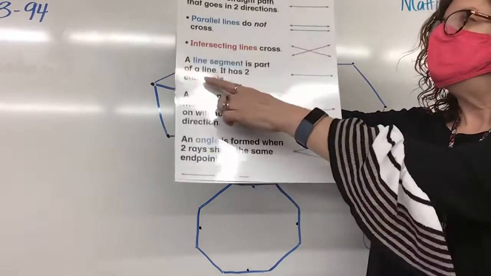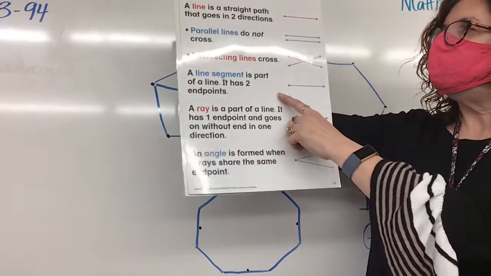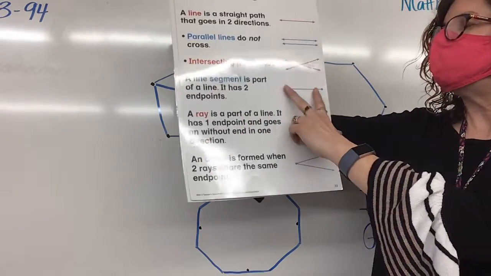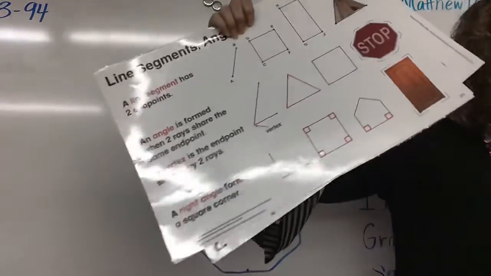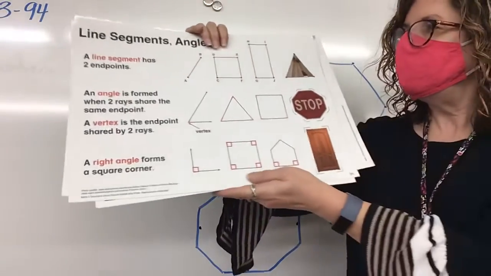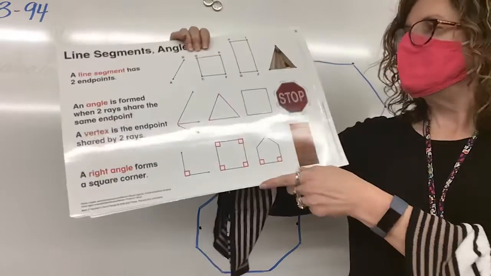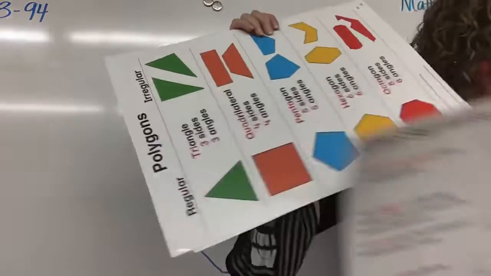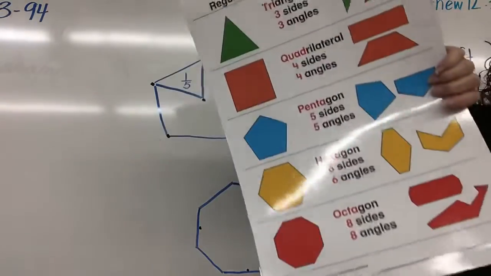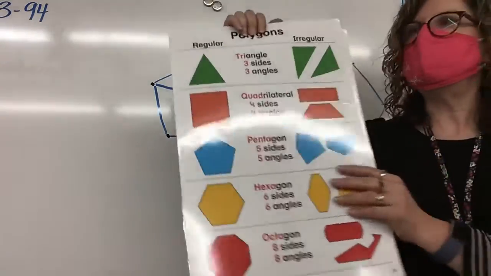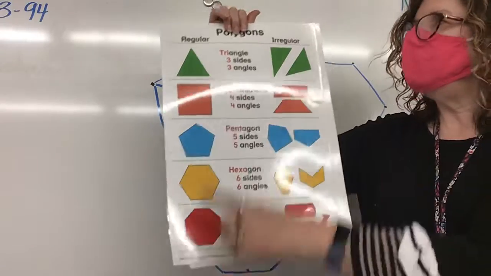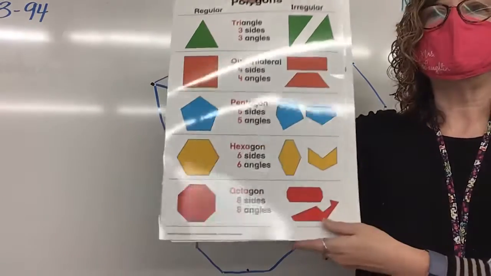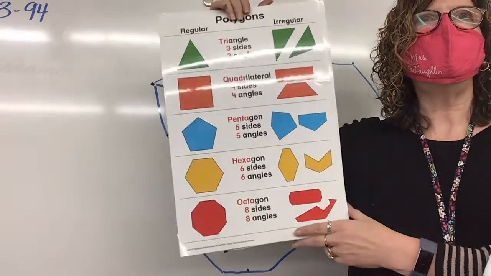Okay? So what we've learned in the past was that a line segment is part of a line that has two endpoints. And we learned that you can take those and turn them into polygons. By joining them together at their endpoints, we turned them into polygons. And then we learned there are two types of polygons. There are regular and irregular. What is the difference? Raise your hand.